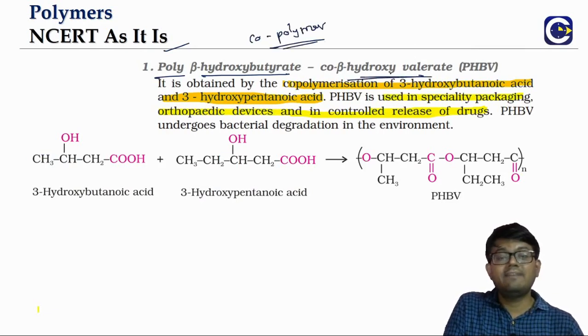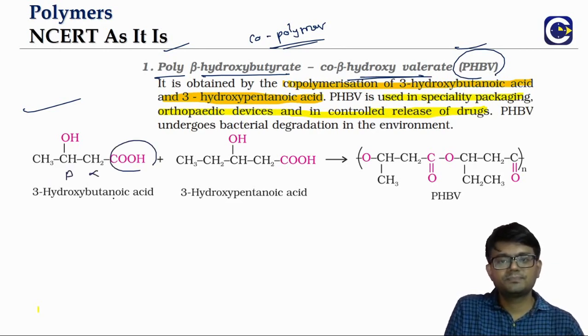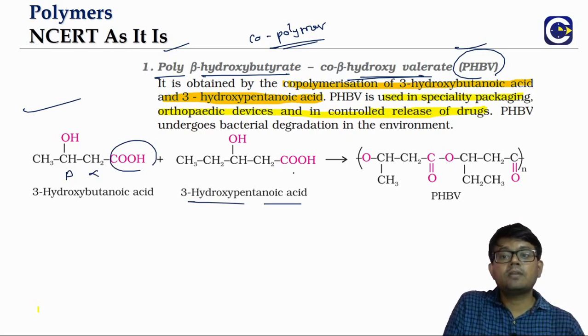Beta hydroxy valerate. I have seen a lot of times students asking, why this crazy name PHBV? Because it is a copolymerization of what? 3-hydroxybutanoic acid. See, carboxylic group, alpha, beta. That's why beta. And 3-hydroxypentanoic acid, carboxylic, alpha, beta.